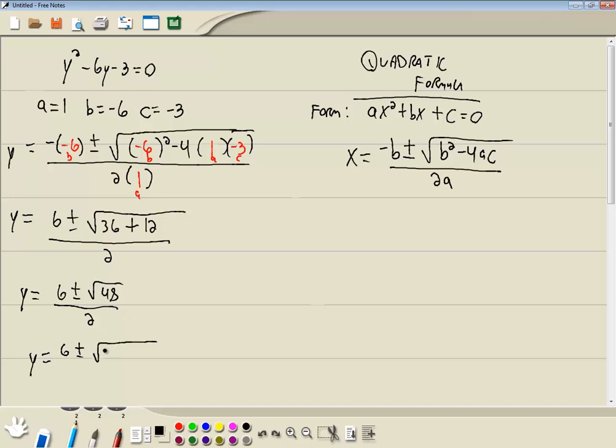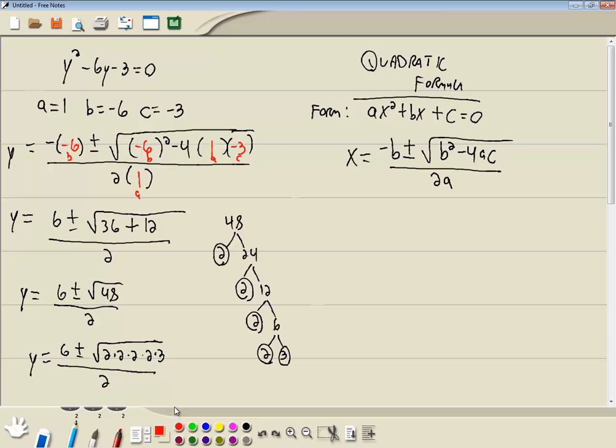So 48 is 16 times 3. If I do the prime factorization tree, let me show that. 48 is divisible by 2: 2 times 24. 2's prime, so I circle it. 24 is divisible by 2: 2 times 12. 2's prime, circle it. 12 is 2 times 6. 2's prime, circle it. And 6 is 2 times 3. And 2's prime and 3's prime, so circle them. So I got four 2's and one 3.